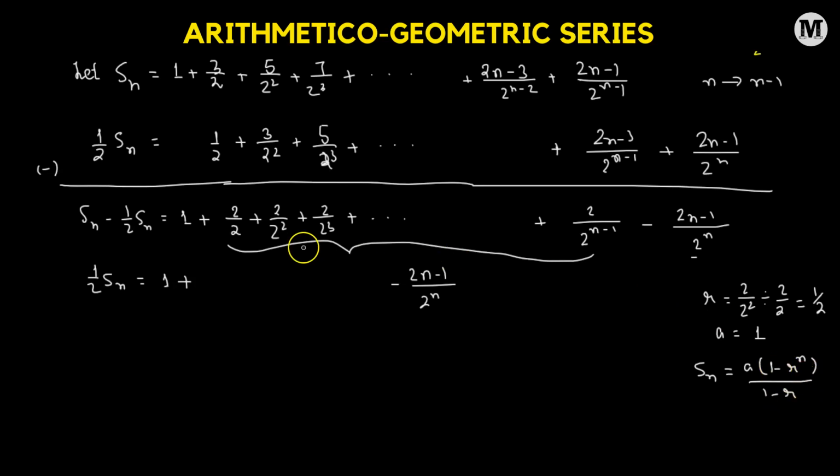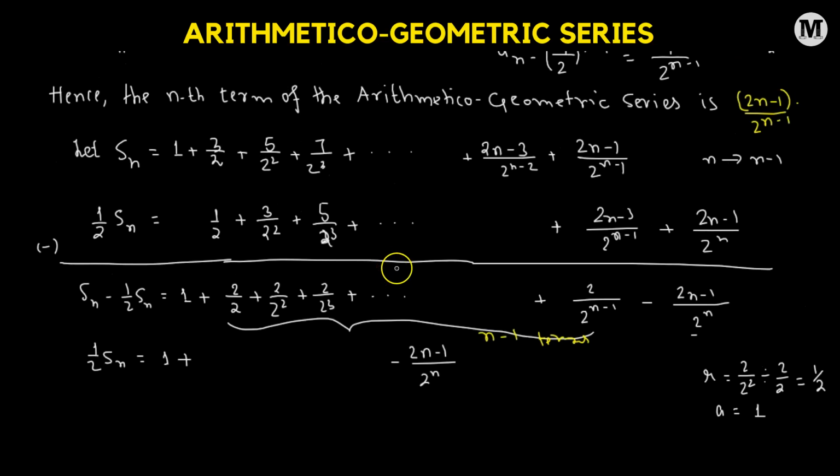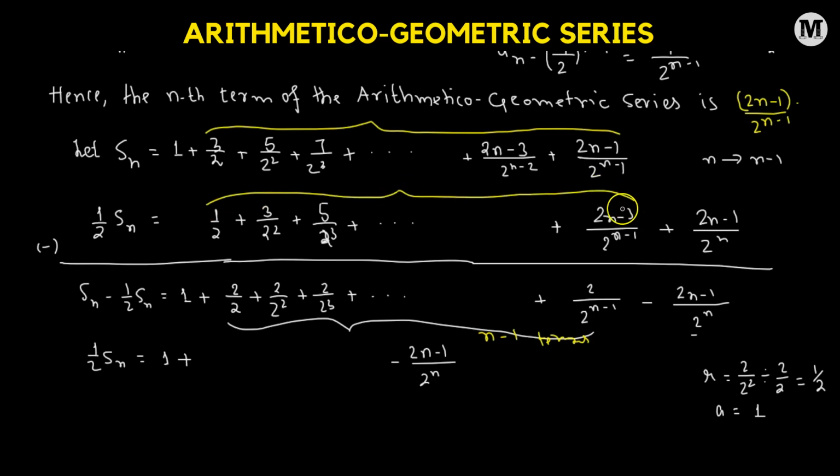So here we need to find out how many terms are there in a geometric series. Here there are a total of n minus 1 terms present. Let's try to understand how come we have n minus 1 terms and not n terms. While performing the subtraction, we considered the second term all the way up to the last term of Sn, and in half Sn we consider the first term all the way up to the second last term of half Sn.